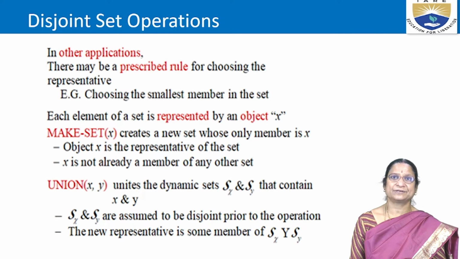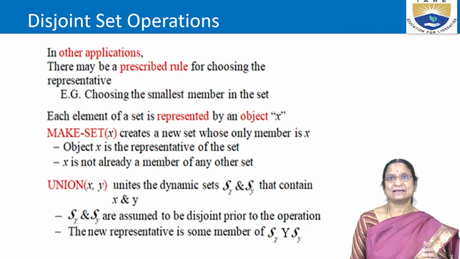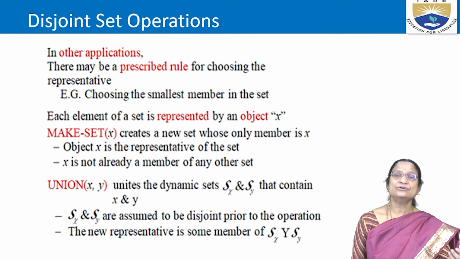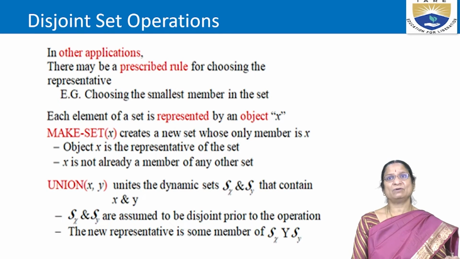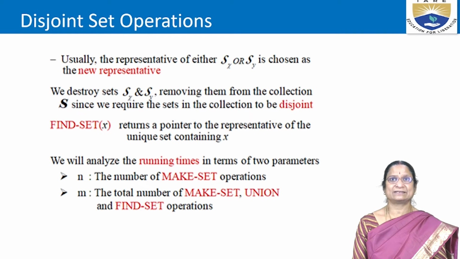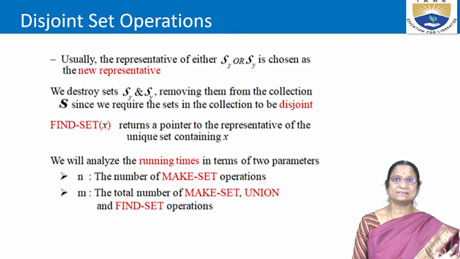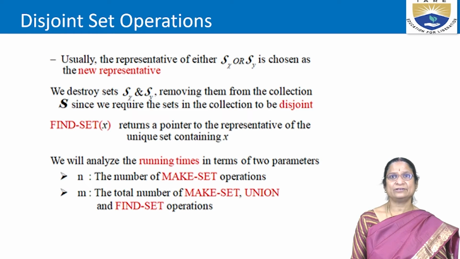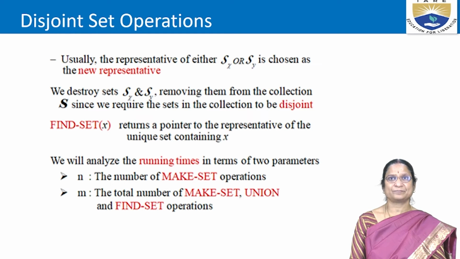Anything can be the representative. Please understand, representative means it is representing, it's a name, just like an identifier we are giving. So S is equal to {1, 2, 3}, where S is the name of the set. So that name can be any one of the members of the set. That is the representative. Usually the representative of either Sx or Sy is chosen as the new representative, because already existing subsets are available. So generally we do this to avoid confusion. When a new set is formed, a new representative is going to be chosen by us.